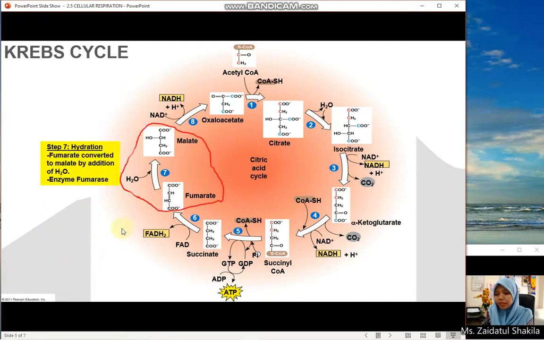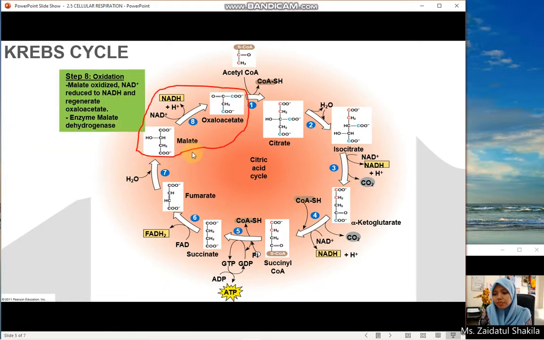The next step is hydration of the fumarate forming malate. So fumarate is converted to malate by addition of water, and this reaction is catalyzed by the fumarase enzyme. And the last step is the formation of oxaloacetate from malate.